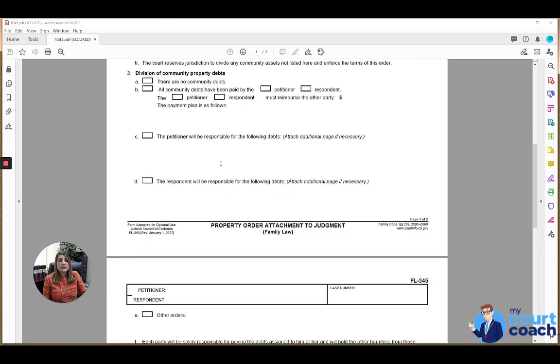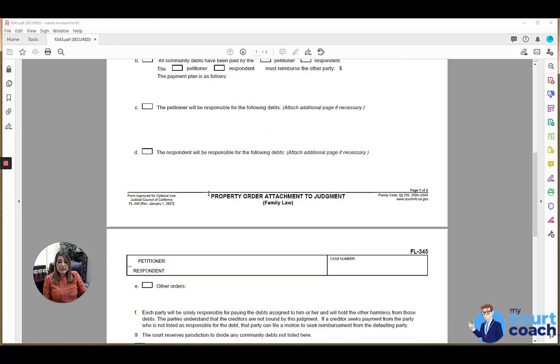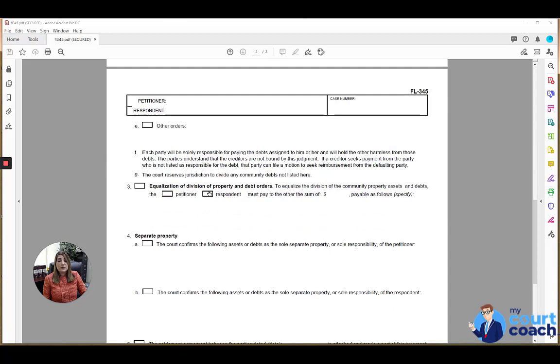If, on the other hand, the court or you agree to just assign certain debts to the parties, then you would want to fill in 2C, which states which debts the petitioner is going to be responsible for, and you would want to list those under here. And again, you can attach an additional page if necessary. And then 2D is where you would list the debts that the respondent is being assigned. If there are any other orders regarding the debts, you would list those in 2E. And 2F is just stating that whomever a debt is assigned to is going to hold the other party free and harmless from that debt.